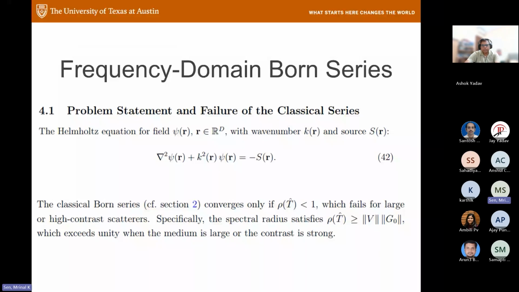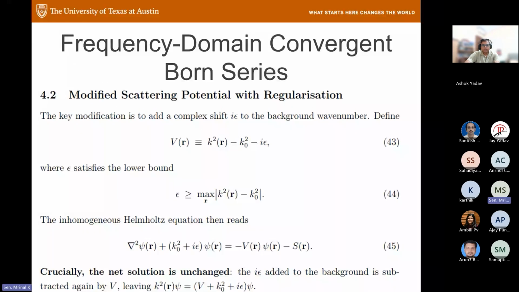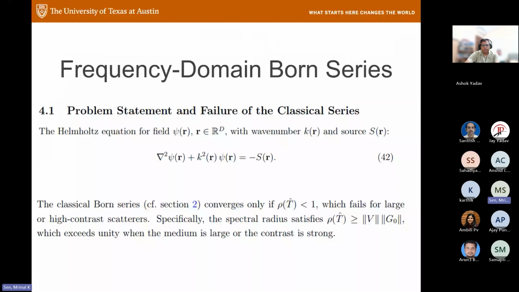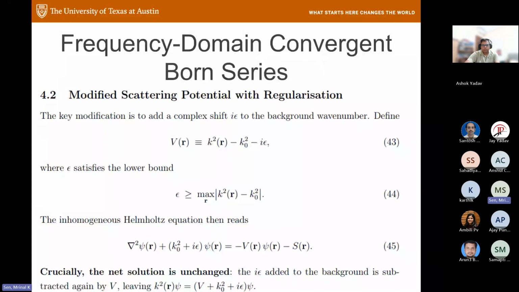And now I'm going to talk about a method which is valid, which converges. If you run the Born series for a realistic model like Marmousi and other things, even for a two-layer case, you'll see that after some iterations, it diverges if the background is far from the true. But it turns out that there is a method that proposes a convergent Born series.